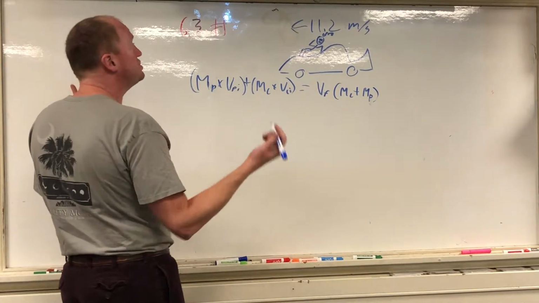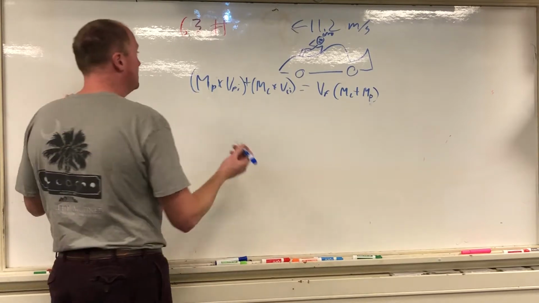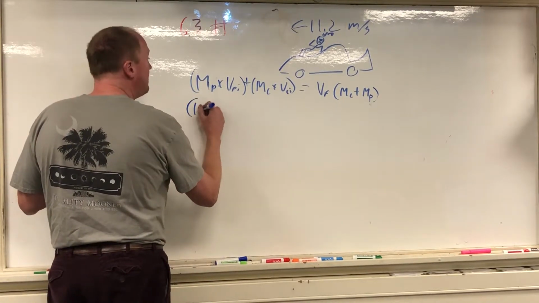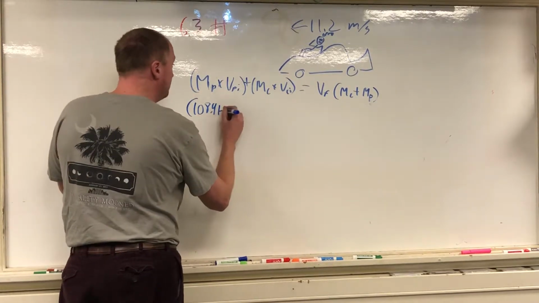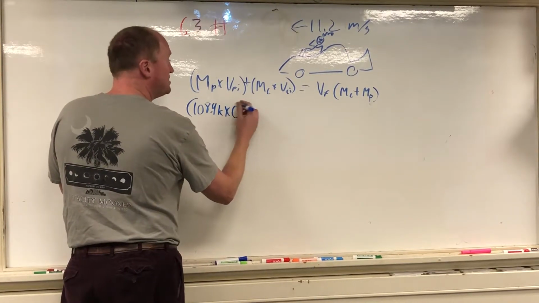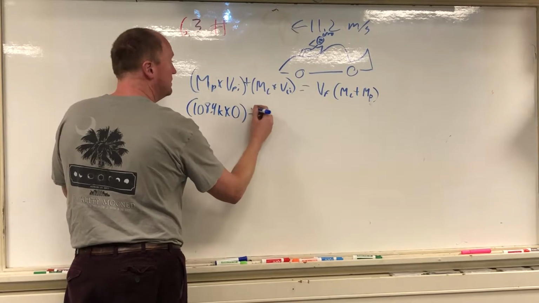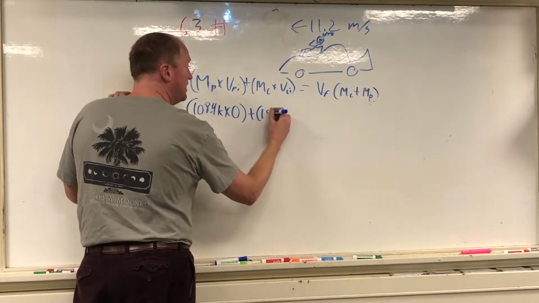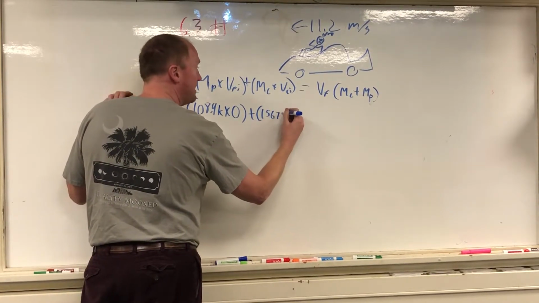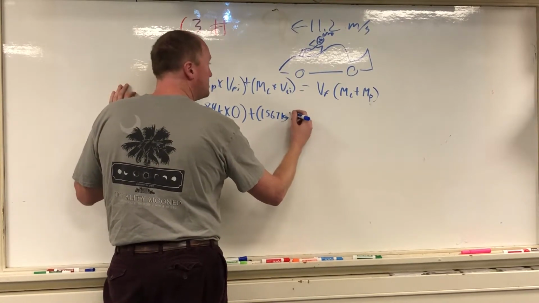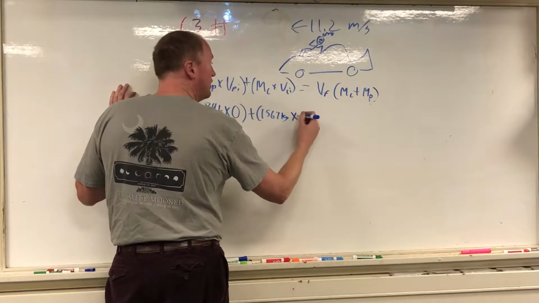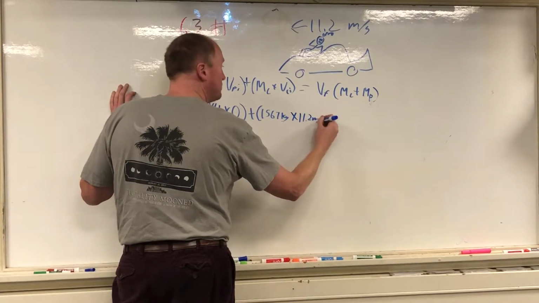So I was just standing there minding my own business. Anyway, here's my mass. My mass is 108.9 kg. You're probably not that heavy. My velocity was 0. My car's mass is 1567 kg, and its speed was 11.2 meters per second.